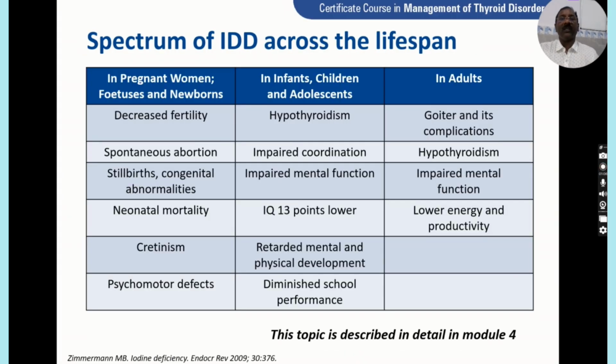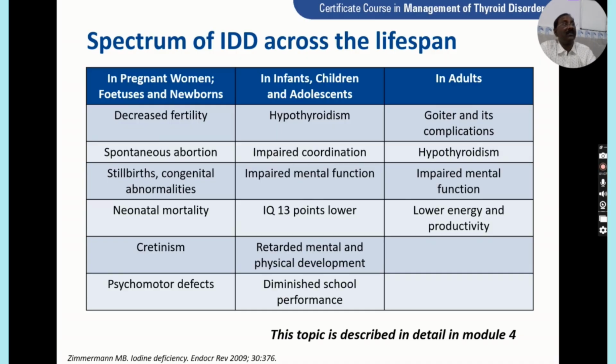The spectrum of iodine deficiency disorders across the lifespan: in pregnant women, fetuses and the newborn. What are the TSH levels in the first trimester? 0.1 to 2.5. Second trimester? 0.2 to 3. Third trimester? 0.3 to 3. So 3 is the common upper level in the second and third trimesters, but the lower level is 0.2 in the second trimester and 0.3 in the third.